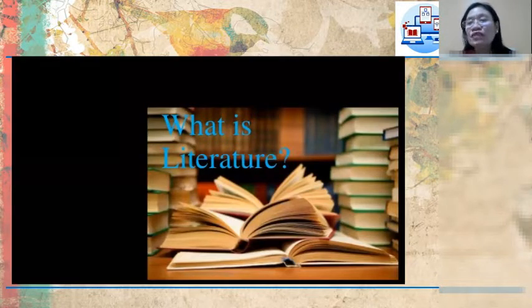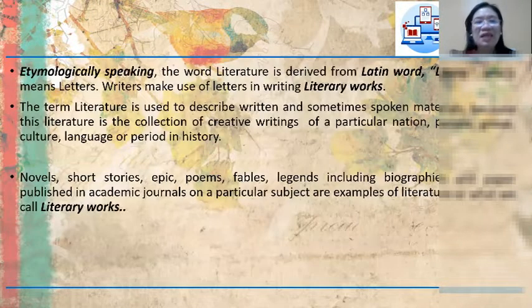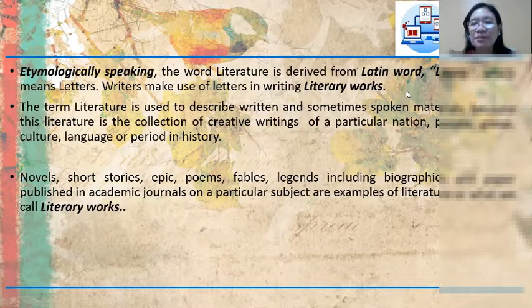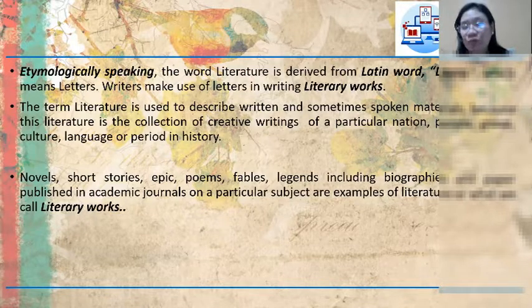Okay, now, let us first define literature. So what is literature? Okay. We have something in mind what literature means, okay? Now, etymologically speaking, the word literature is derived from Latin word litera, which means letters. So when you say etymology, it means the origin or the derivation of a certain word. Okay, now again, the word literature is derived from the Latin word litera, which means letters. So writers make use of letters in writing literary works.